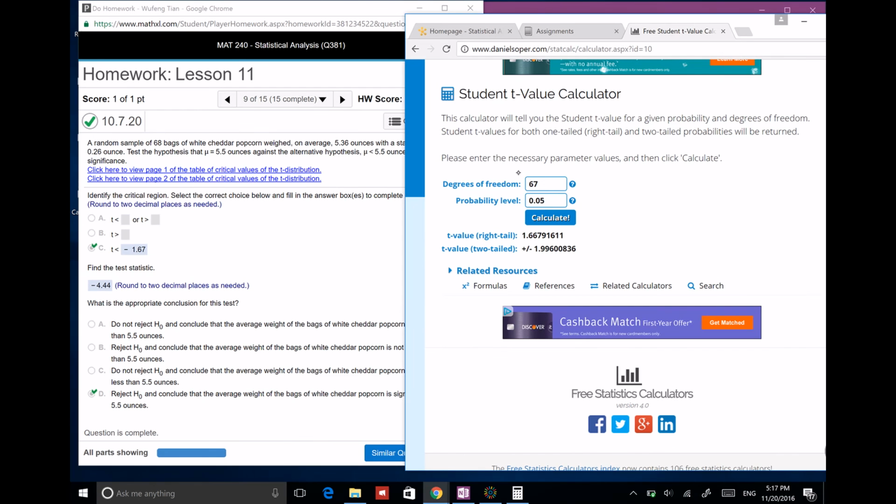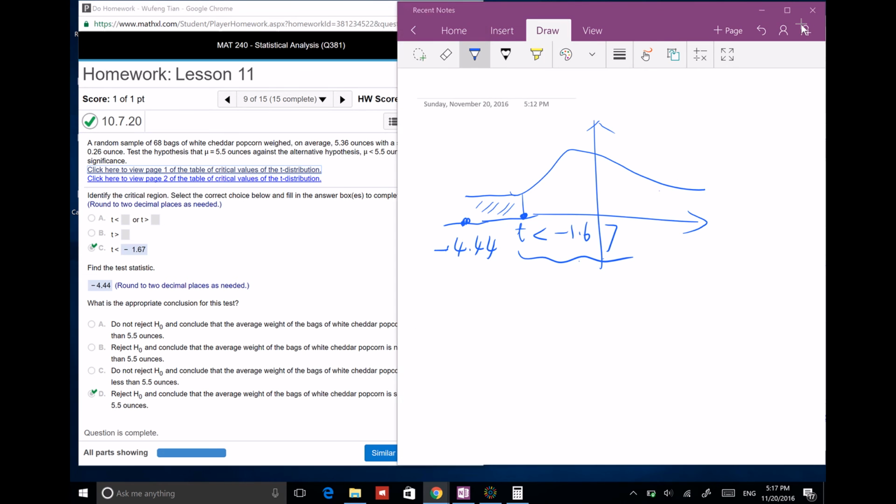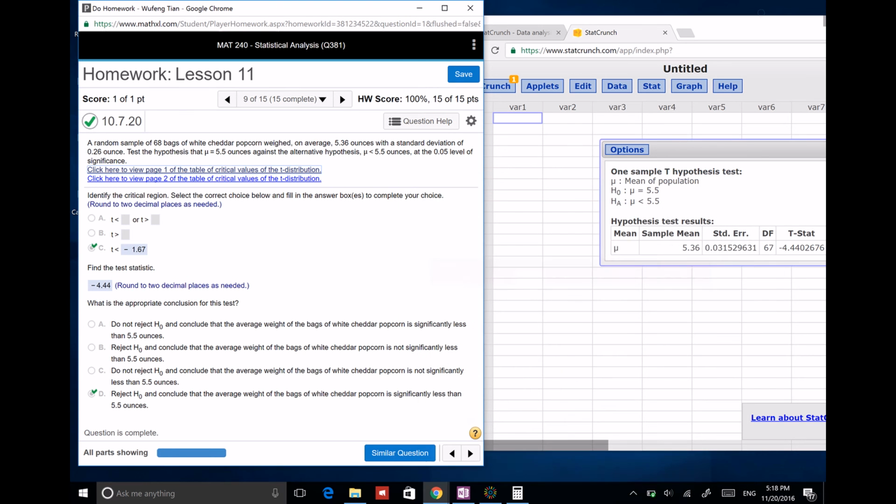0.05 level and 67 degrees of freedom, and its right tail is 1.67. Because it's less than, the left tail is negative, so it's negative 1.67. The right tail goes this way, but now it's the left tail. This is the critical value. If a T value is in this region, you reject it. Now the T I got from StatCrunch is negative 4.44, so I reject it. Pretty simple, right?